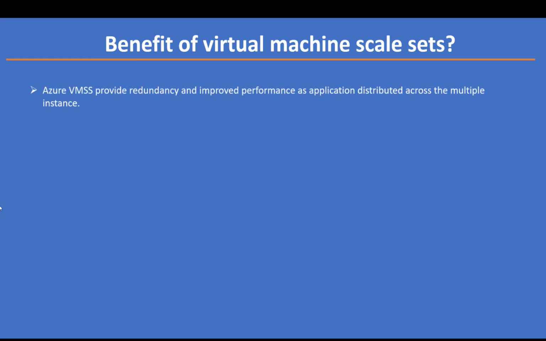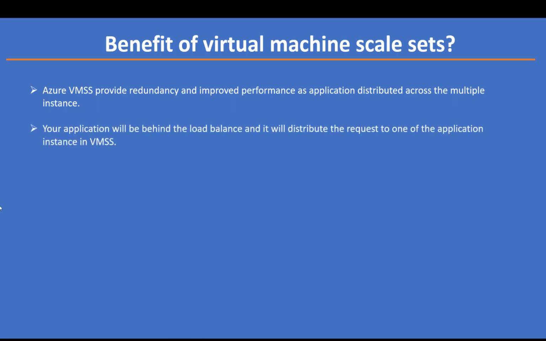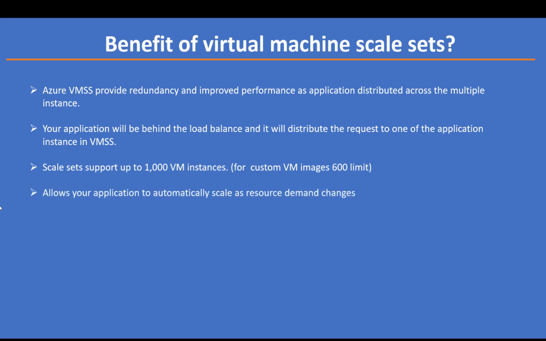If you talk about the benefits, Azure VMSS provides redundancy and improves performance as an application is distributed across multiple instances, as we have discussed. The second is that your application will be behind the load balancer, and it will distribute the request to one of the application instances from the VMSS. VMSS supports up to 1000 instances, but there is a limit if you are using a customized image: there is a 600 limitation for the instance count.